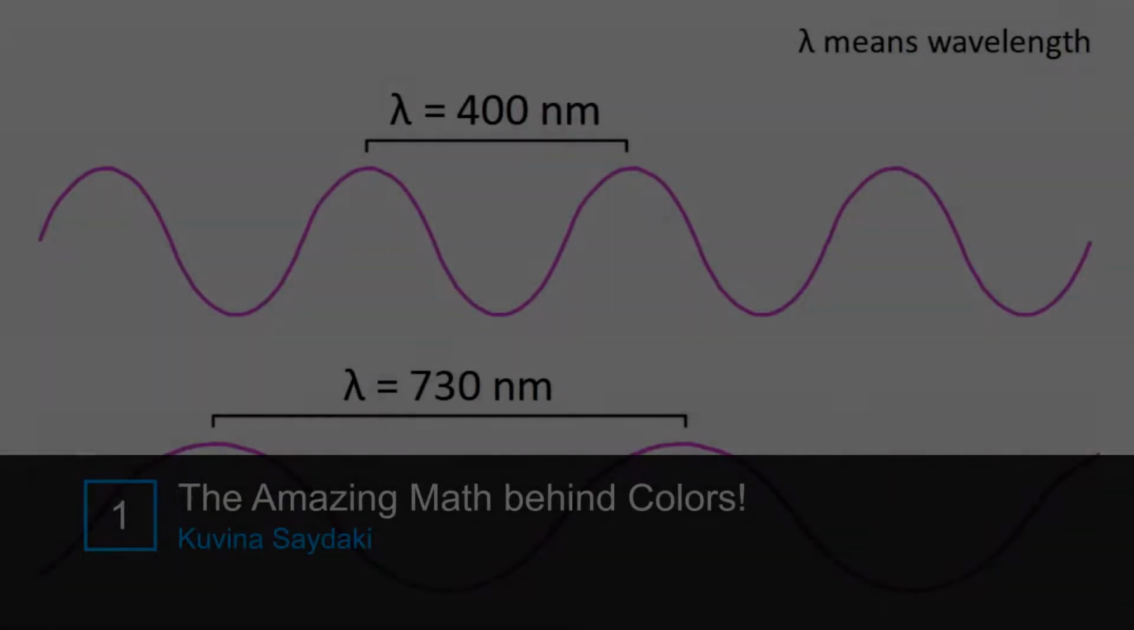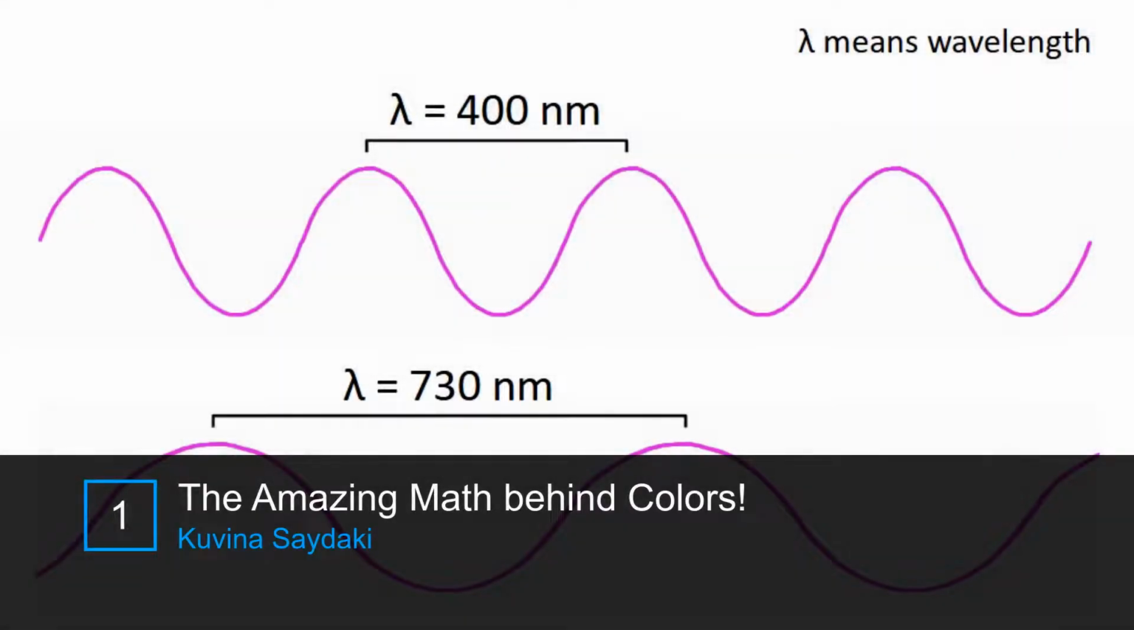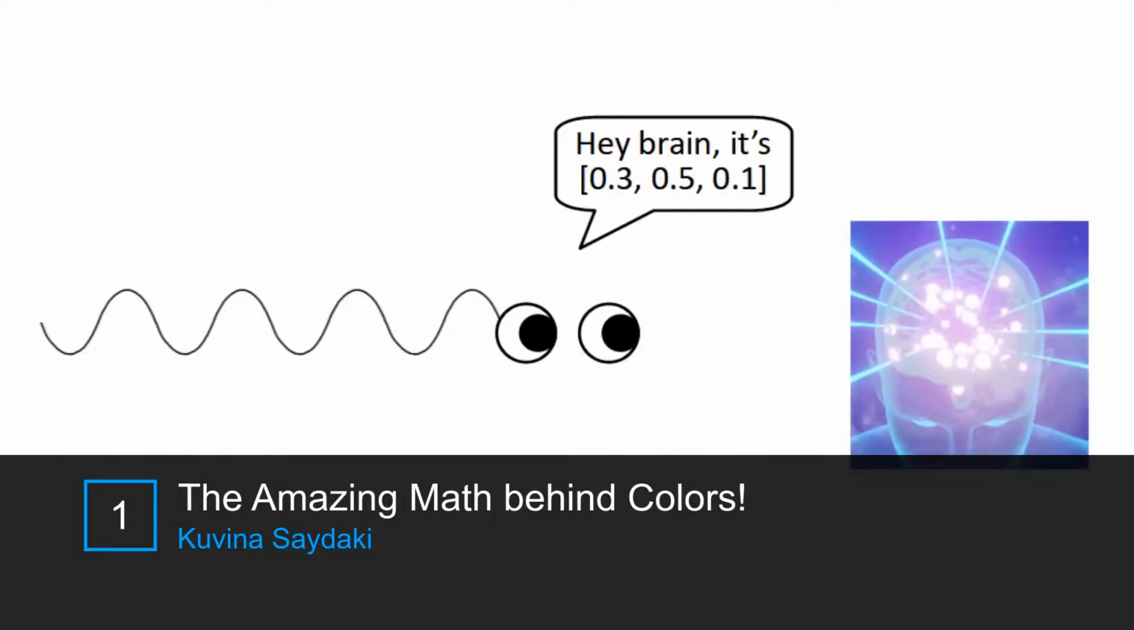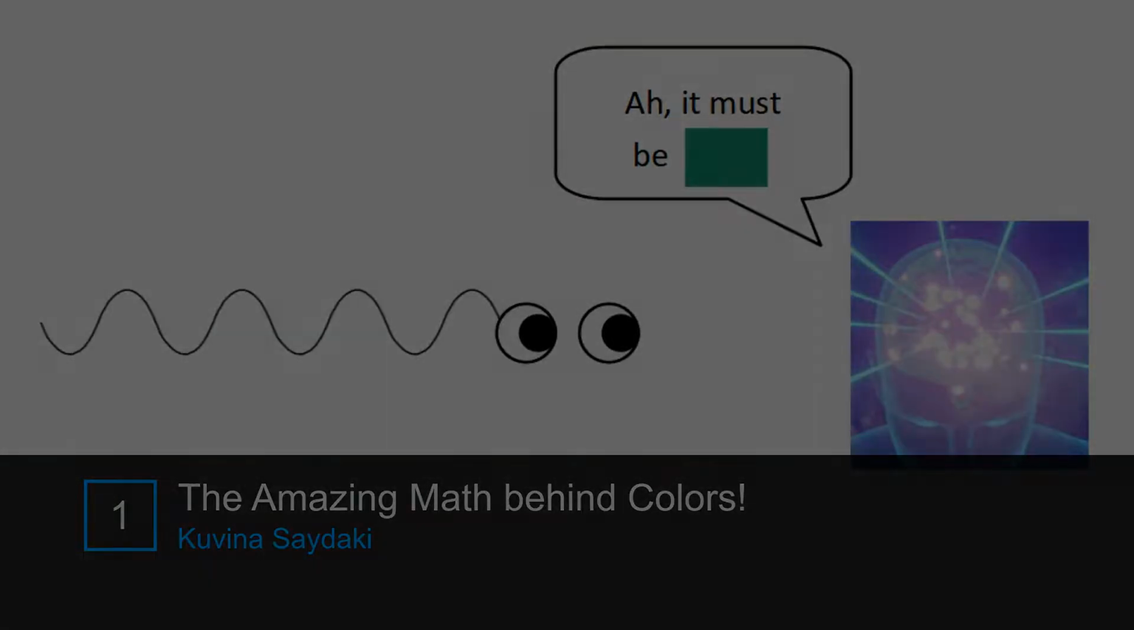Is actually wavelength, which is the distance between each crest of the wave. Wavelength is detected by our eyes, which send signals to the brain that are interpreted as colors.